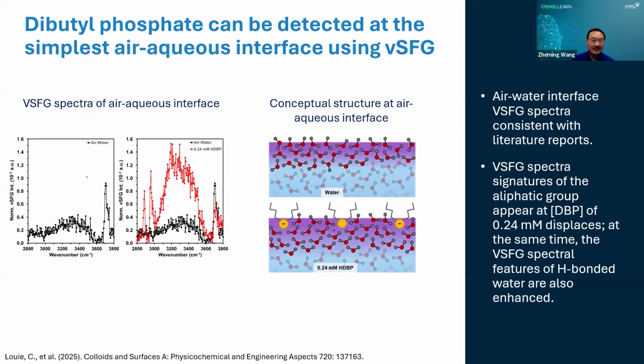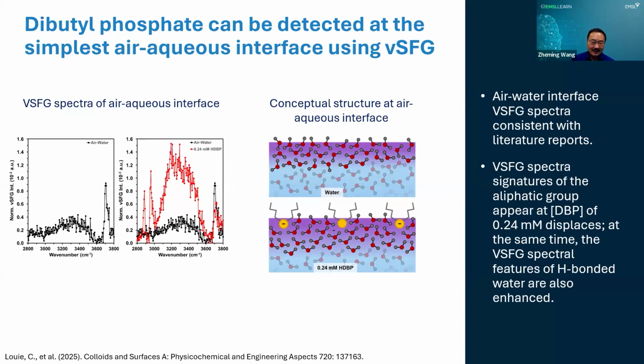Like in this case, on the left panel, I show a typical VSFG spectrum for water. You can see that there is one sharp peak around 3700 that, as I mentioned, corresponds to the dangling OH. And then there are broad peaks from 3000 wave number to 3600 wave number that span all of those hydrogen-bonded symmetric and asymmetric stretch frequencies of OH. However, once we have just 0.24 millimolar of DBP molecule, an interesting observation happened here. If you look at the 3700 wave number, just the addition of 0.24 millimolar of DBP suppressed the dangling OH band by almost 40%.